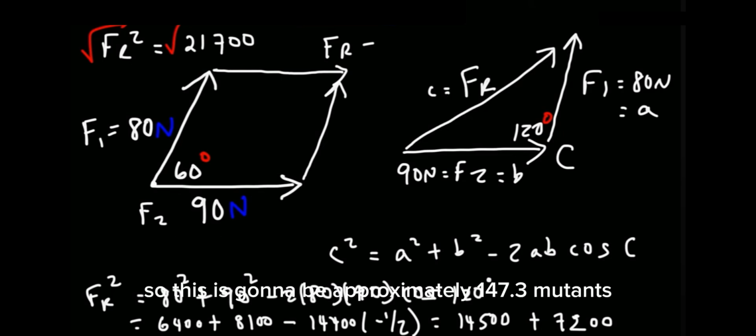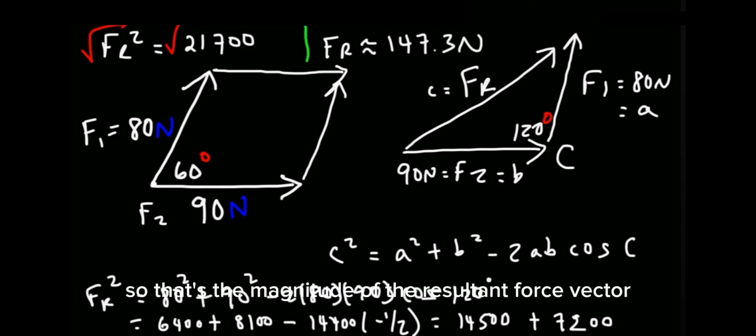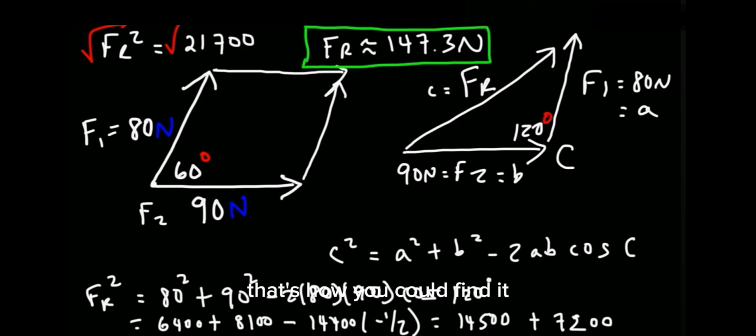So this is going to be approximately 147.3 newtons. So that's the magnitude of the resultant force vector. That's how you could find it using the parallelogram method.